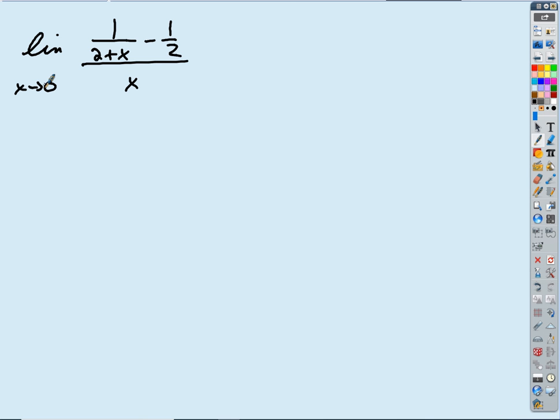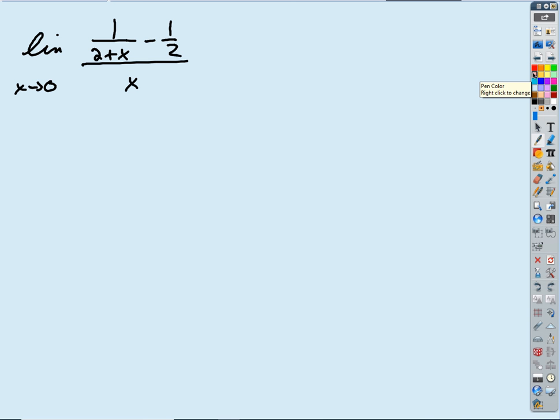So let's focus on the top. The bottom's already done. Bottom's a piece of cake, but the top is not. So in order to deal with that, I've got to get a common denominator. What's my common denominator going to be? 2 plus x times 2. It's going to be the product of the two denominators, isn't it, in this case? So I'm going to have to multiply the first fraction in order to get my common denominator by what? 2 over 2, right? Top and bottom by 2.